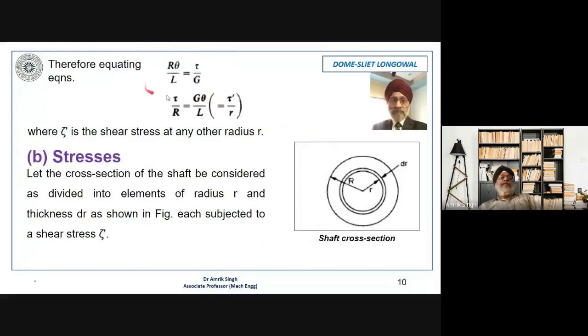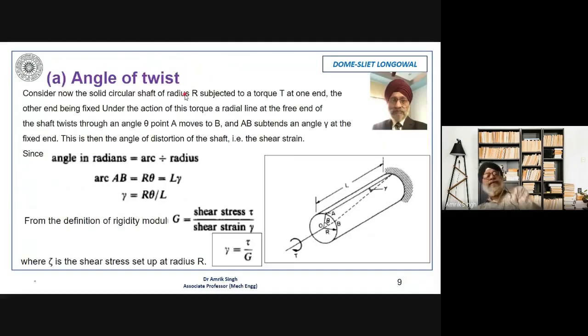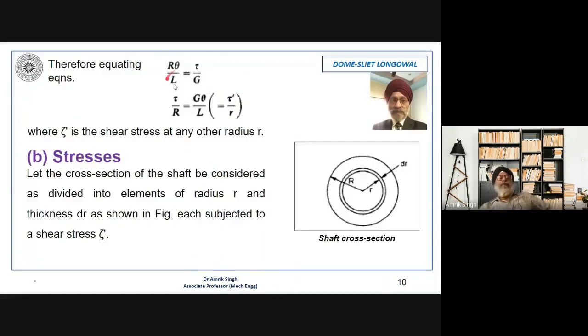We can equate these because both are the shear strain. One relation is R theta upon L, and another is tau upon G. If you compare both, bringing R to this side, tau upon R is G theta upon L. I have written tau dash upon R because tau dash is the shear stress at any radius. At any radius means here it is small r, here it is capital R, and in between there will be some other distance from the center. That's why it varies. So it is proportional: tau dash upon R.